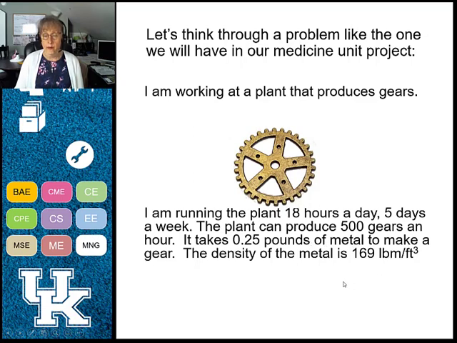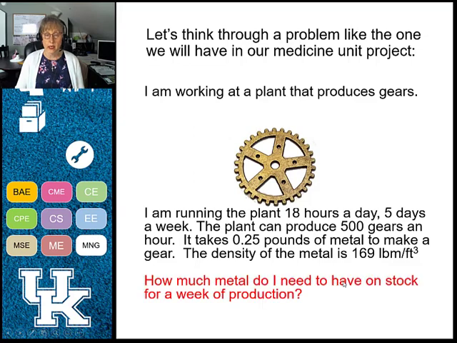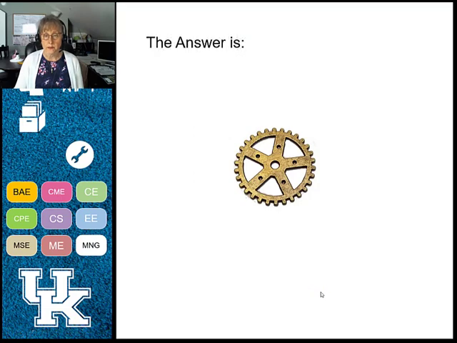density. Now, what the plant has asked us to do, and I don't know why they do it this way, is they buy their metal in cubic feet. That's a weird way to buy metal, but we can't really argue with the plant. That's what they do. So the question is, how much metal do we need to buy for a week's worth of production? So let's take this information and see if we can compute that.